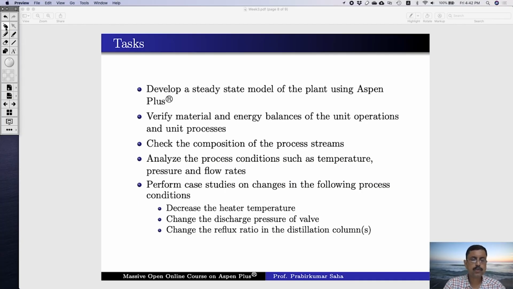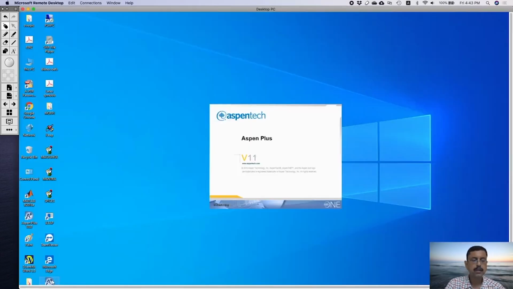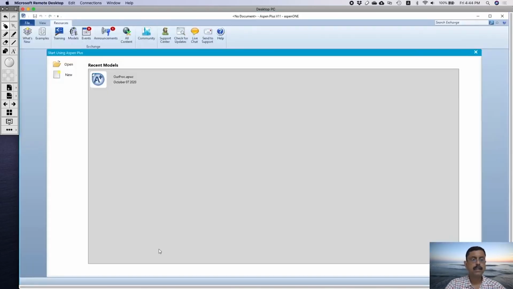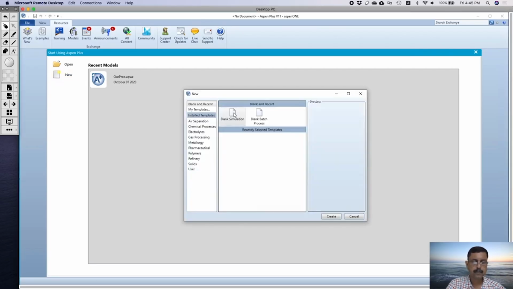Now let us go to the simulation environment now. So the Aspen Plus is opening. We have to give it some time. Okay, so the Aspen Plus has been opened. Now we have to open a new flow sheet. So it is a blank simulation, and we'll run create.